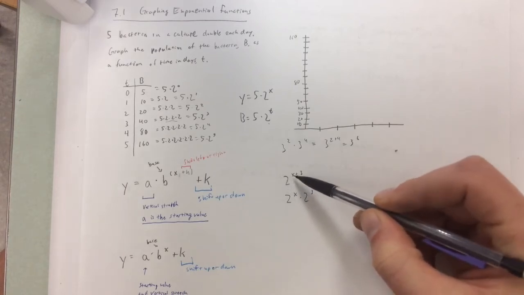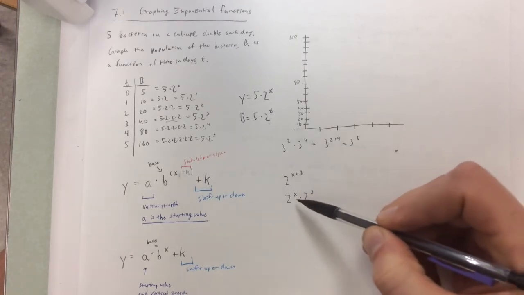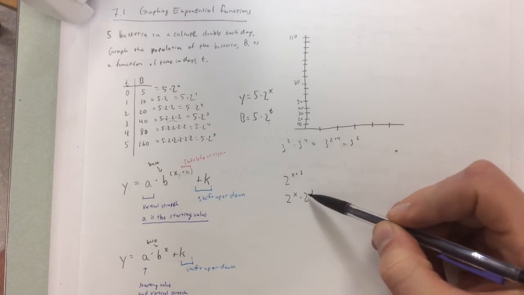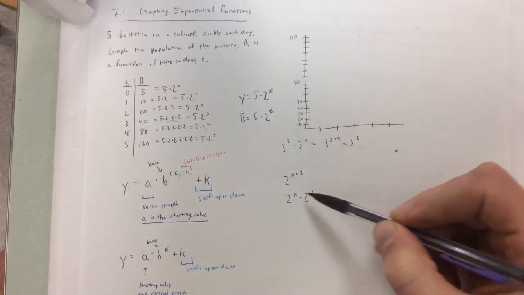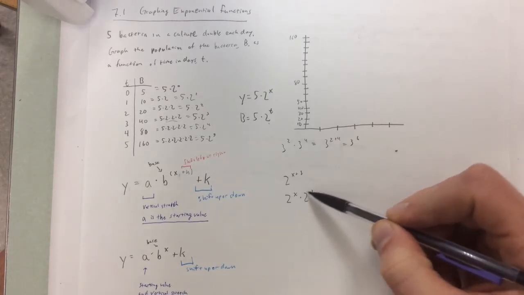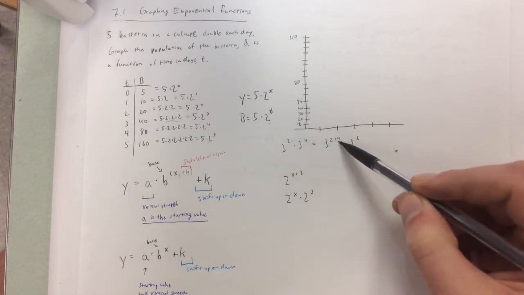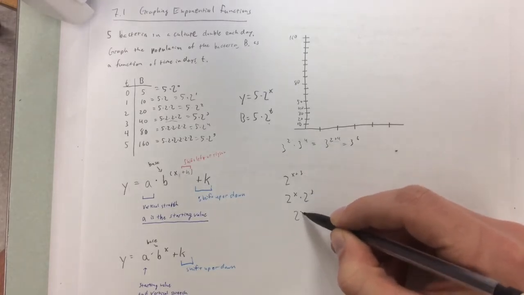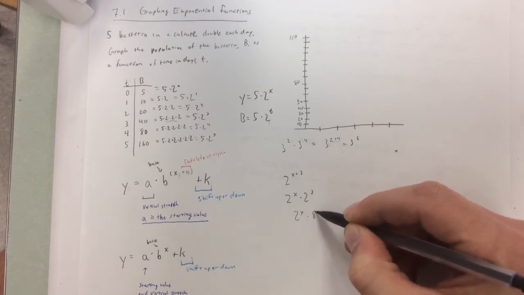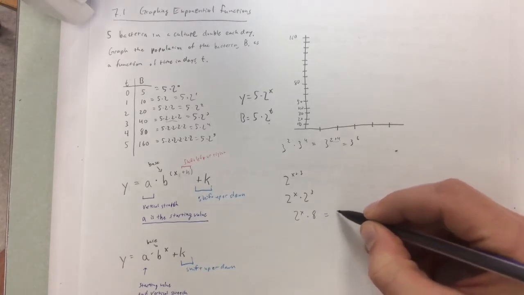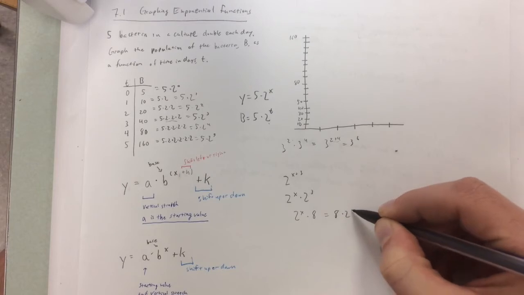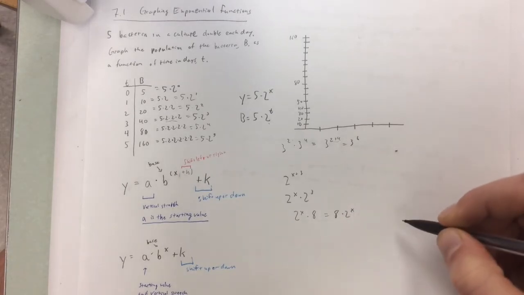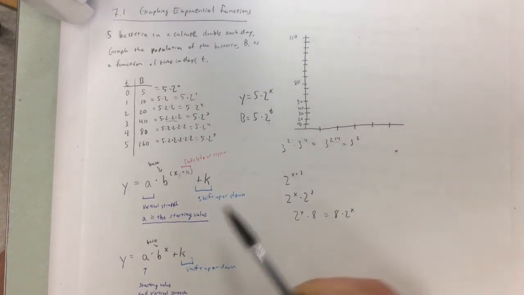Replacing that with x, 2 raised to x plus 3, I can change that into 2 raised to the x times 2 raised to the 3. Because we know that we would just have to add those exponents together like we did up here. But 2 raised to the 3 is really 8. So I can rewrite it 8 times 2 raised to the x. Anyway, that's something we can do.